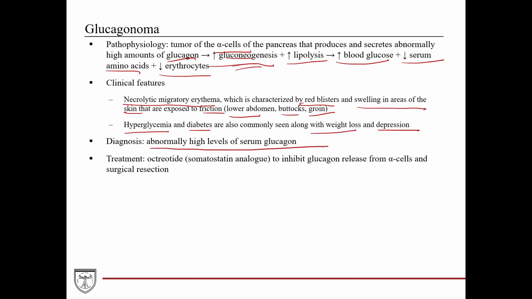Diagnosis, you're going to see abnormally high levels of serum glucagon. As far as treatment goes, you give octreotide, which is a somatostatin analog, which will inhibit glucagon release from the alpha cells. So it's kind of a temporizing measure. You give that at first to inhibit synthesis, and then eventually you will surgically resect these tumors.